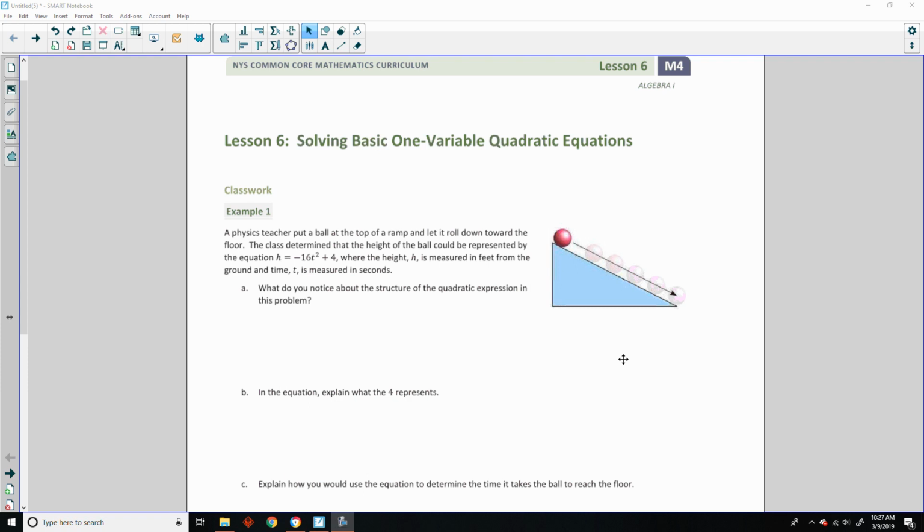A, what do you notice about the structure of the quadratic expression in this problem? Well, before we continue, they're saying expression and it's actually an equation, since we have h equals, an equal sign. Therefore it is not an expression, it's an equation. So what do you notice about the structure of the quadratic equation in the problem?